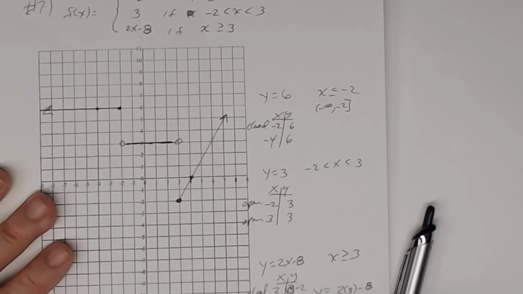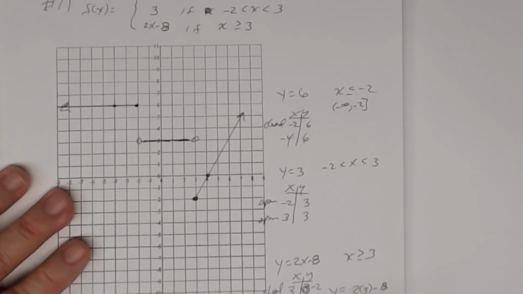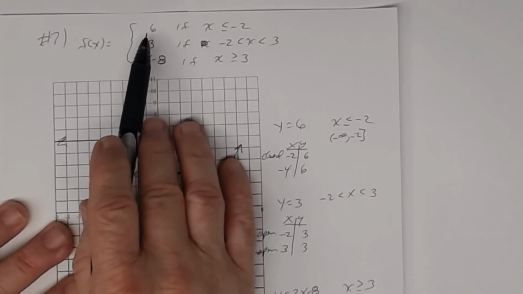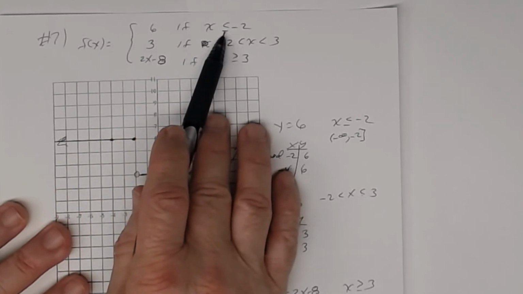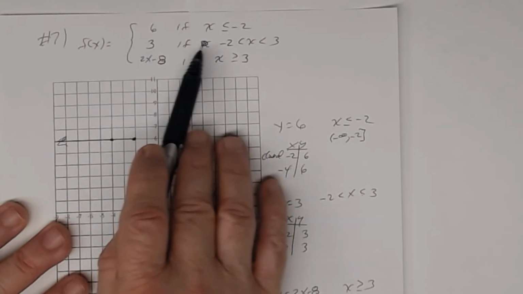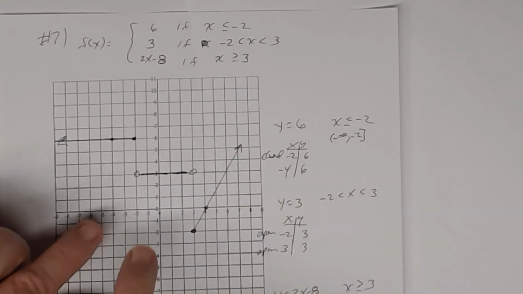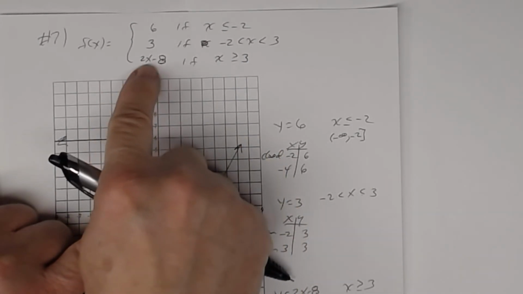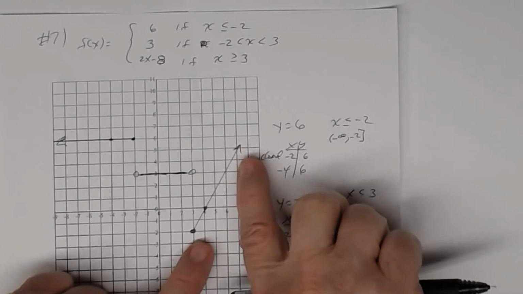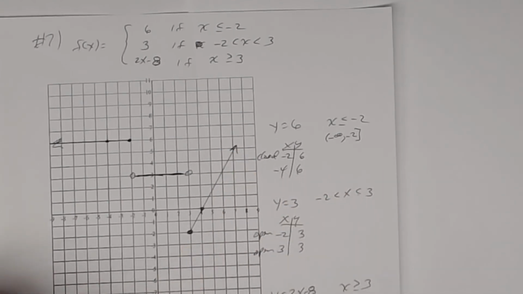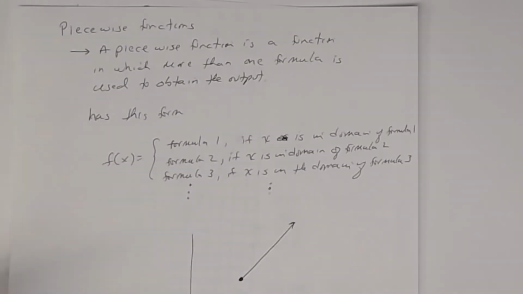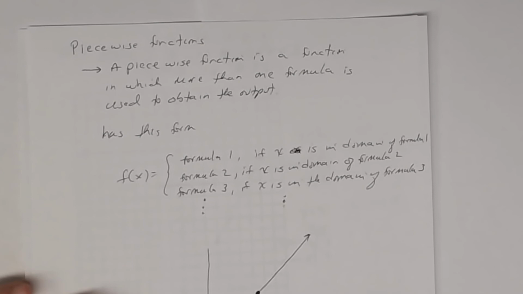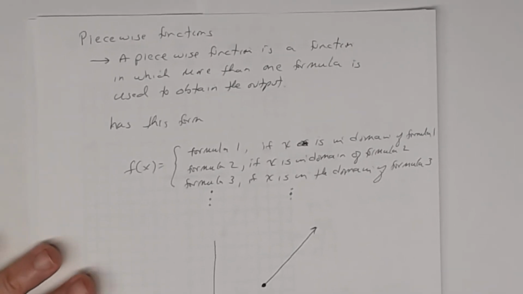Okay, so that is the graph of the piecewise function: f of x equals 6 when x is less than or equal to negative 2, f of x equals 3 when x is between negative 2 and 3, that's this piece here, and then 2x minus 8 is this piece here. Okay, all right, so that should help you with that part of the section where they're going to ask you to graph piecewise functions.